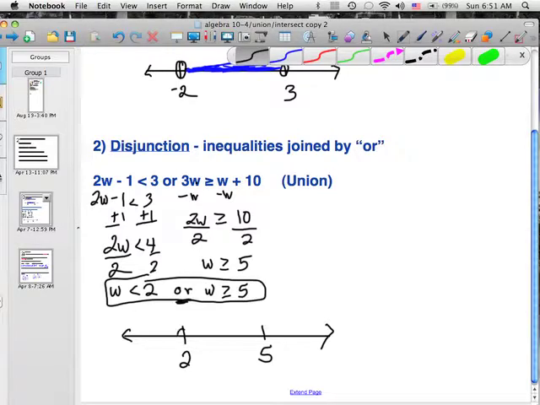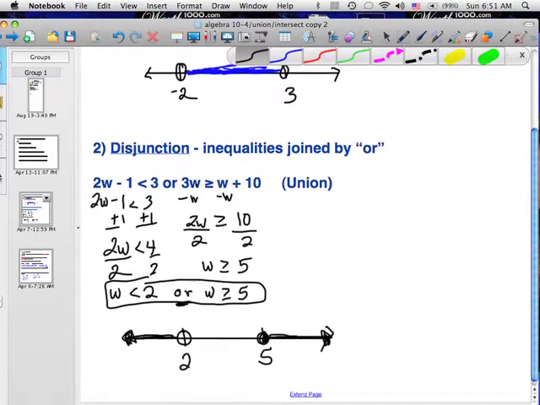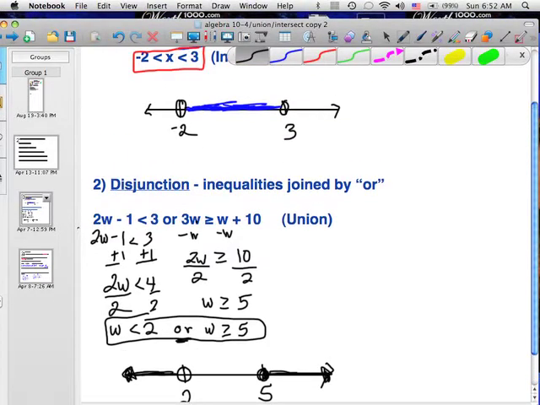X is less than 2 would be an open circle at 2, shaded to the left, solid arrow. And x is greater than or equal to 5 would be a closed circle, shaded to the right, solid arrow. So notice the difference between the and the or inequalities.